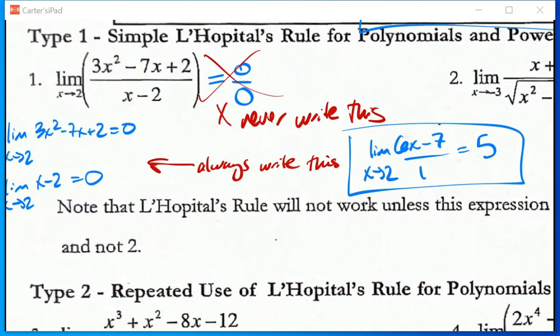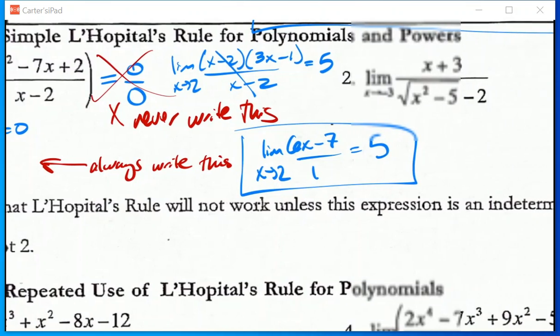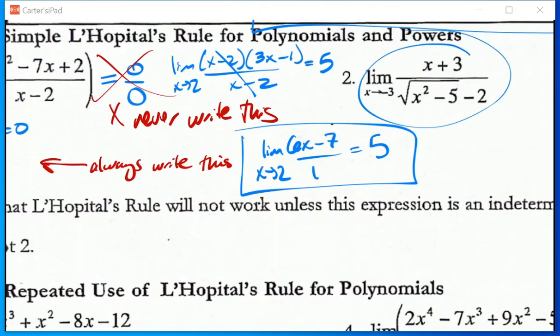We can just go ahead and check this real quick though. If we do factor the top, we know it's x minus 2 times 3x minus 1. So if I was going to do it this way, cross that off, plug 2 in, I still get 5. So it works. It works. But sometimes it's faster. Especially if I was doing something like this.